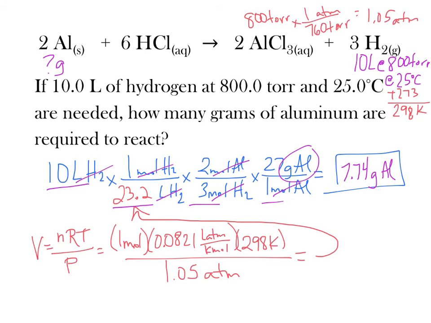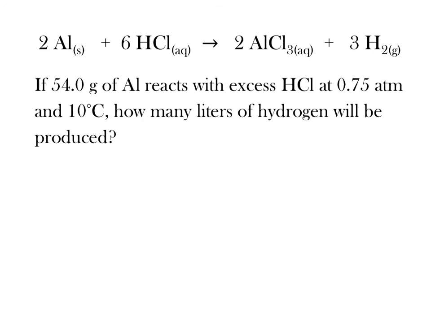Let's try one more. Again, you try your approach, and I'll try mine, and we'll see if we end up with the same answer. So pause now if you did the previous problem differently than I did. All right, if 54 grams of aluminum reacts with excess HCl at 0.75 atm and 10 degrees C, how many liters of hydrogen will be produced?